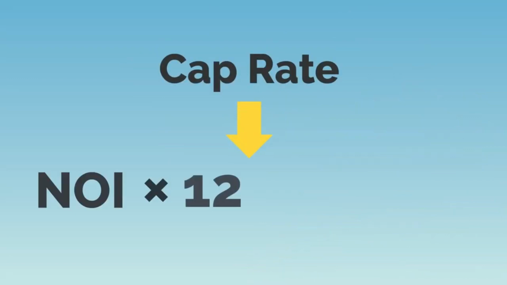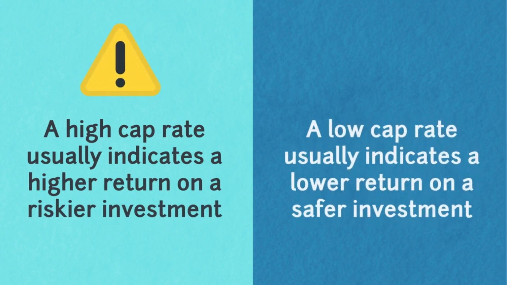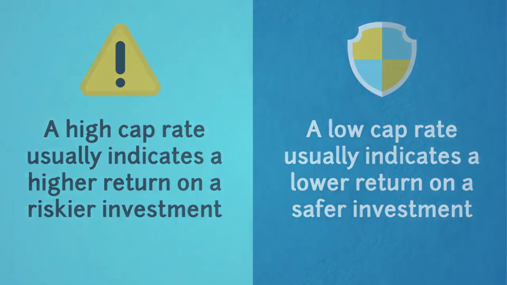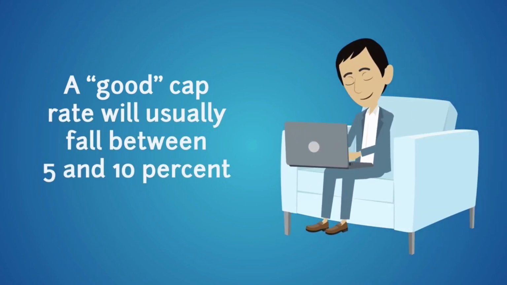To find your cap rate, multiply your NOI by 12 to find your annual NOI. Then divide that number by your mortgage. A high cap rate usually indicates a higher return on a riskier investment, and a lower cap rate usually indicates a lower return on a safer investment. A good cap rate will usually fall between 5 and 10%. Crunching the numbers on a multifamily property will help you make a smart investment.